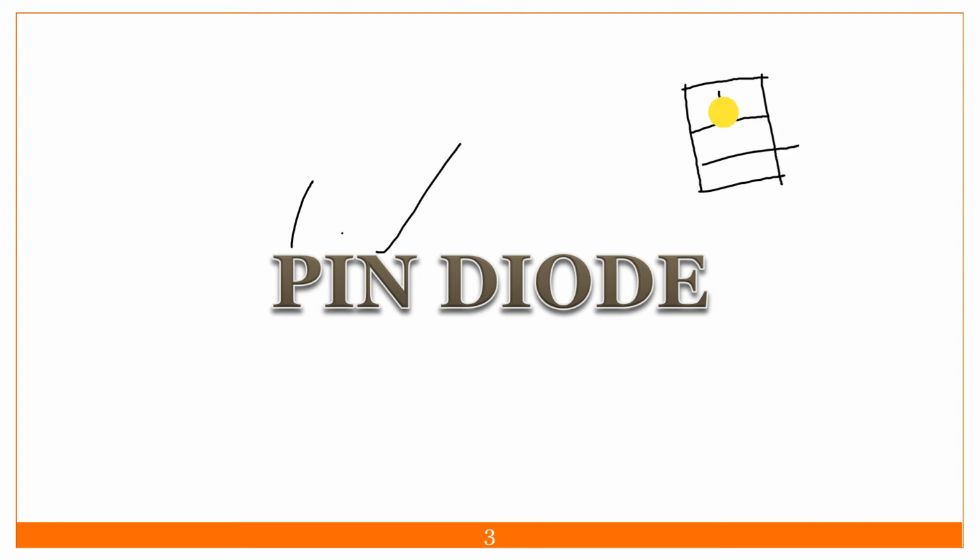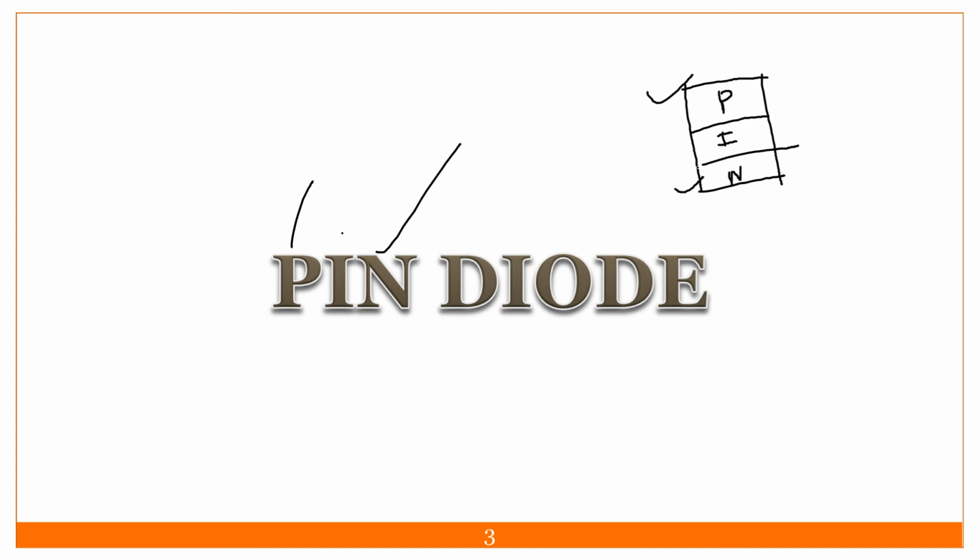So here P-type semiconductor material is there. Here you will find N-type material, and here you will find the intrinsic layer. So this will act as a capacitor, because the P side is a conductor which has holes as majority carriers and electrons as the minority charge carrier. And in the N-type material, electrons are the majority and holes are the minority.